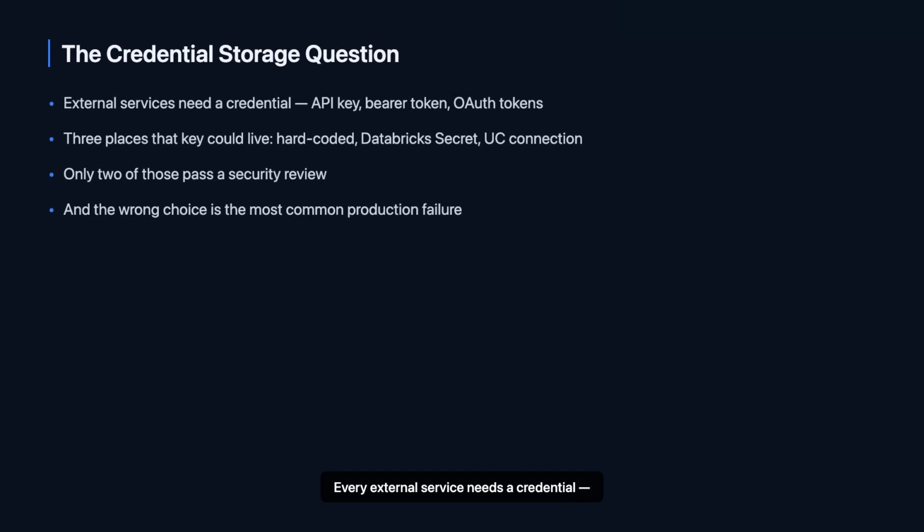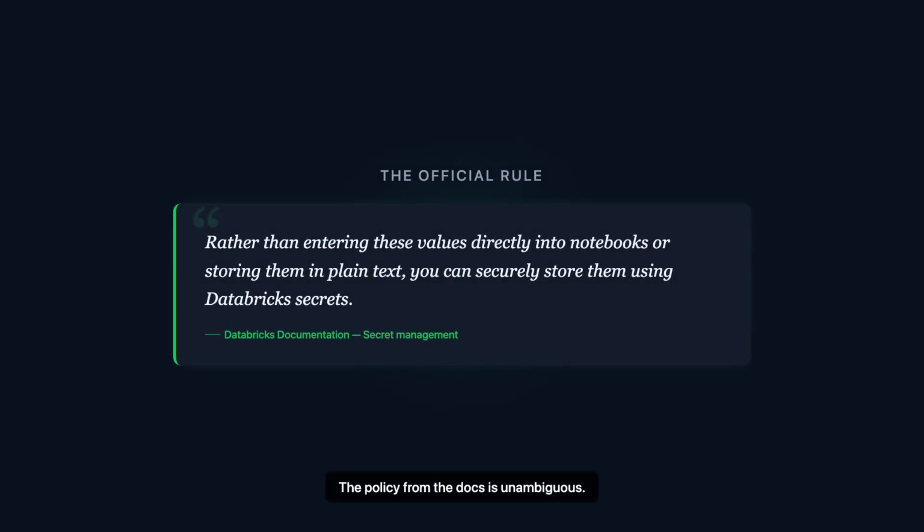Every external service needs a credential: an API key, a bearer token, OAuth tokens. There are 3 places that credential could live. It could be hard-coded as a string in your tool function. It could be stored in a Databricks secret, fetched at runtime. Or it could be stored in a Unity Catalog connection. Only 2 of those pass a security review, and the wrong choice is the single most common production failure for agents on Databricks. The policy from the docs is unambiguous.